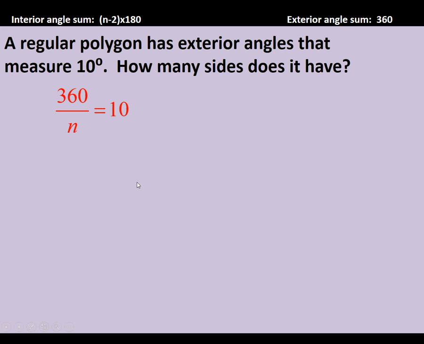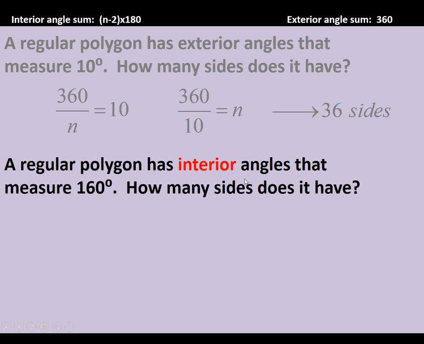But if you look at this formula, we've dealt with formulas like this before, where we can simply swap these numbers and it's still true. So we can take 360 degrees divided by 10 degrees, and that'll tell us how many sides it has. So how many sides will this polygon have? It's got 36 sides. Pretty easy to do that. So if you're given the measure of an exterior angle, just 360 divided by that will tell you how many sides the shape has.